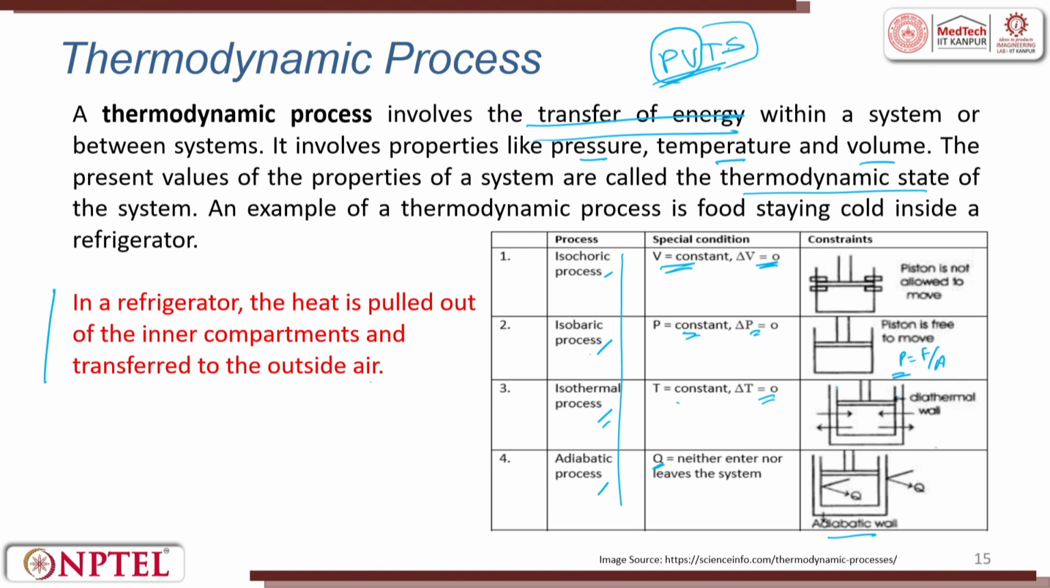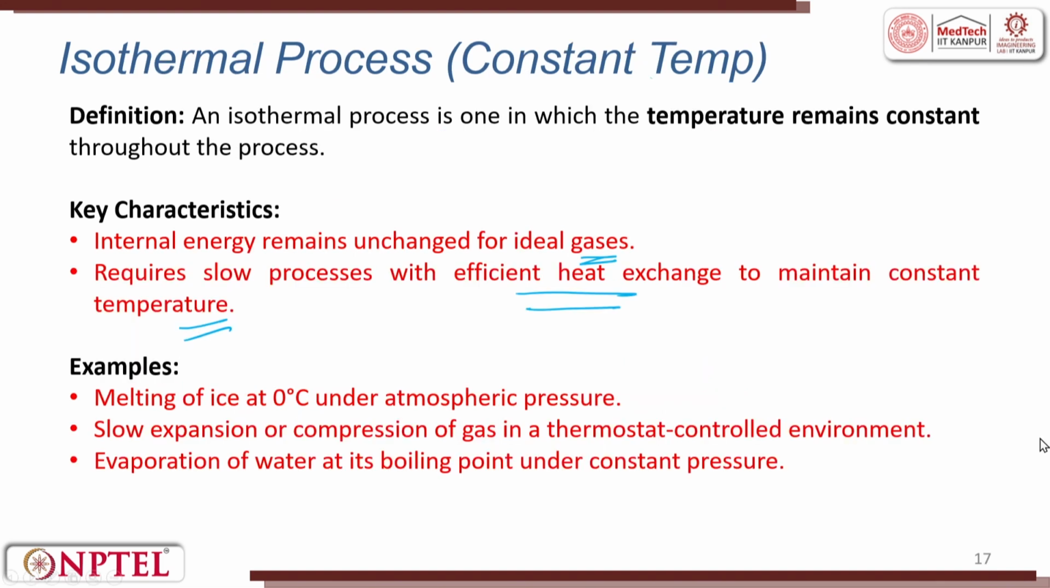So in this you have a boundary, around the boundary you have a diathermal wall. This diathermal wall means these walls are, I gave an example of a cloth. You can also have a sponge, right? You can also have a sponge, you can have a cloth. So there is a transfer of heat happening. It requires a slow process with efficient heat exchange to maintain constant temperature.